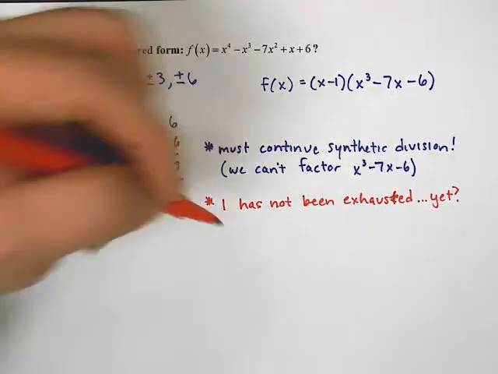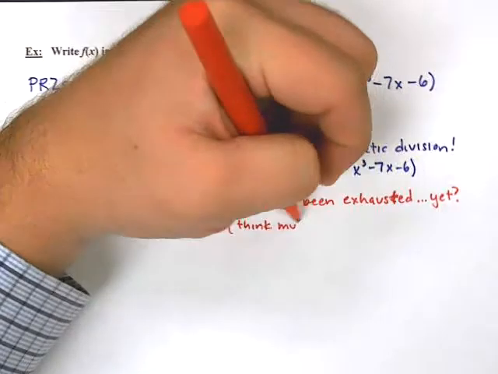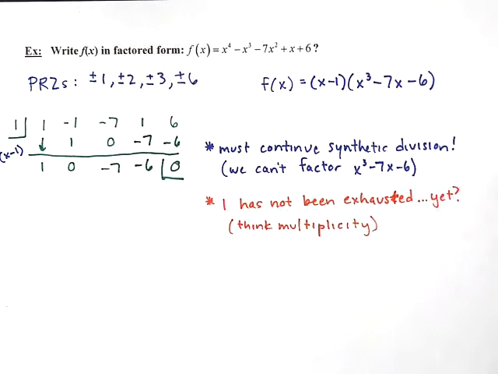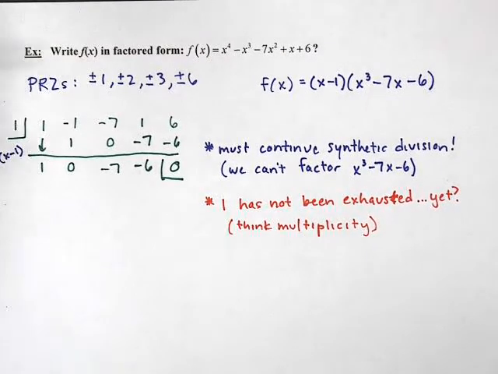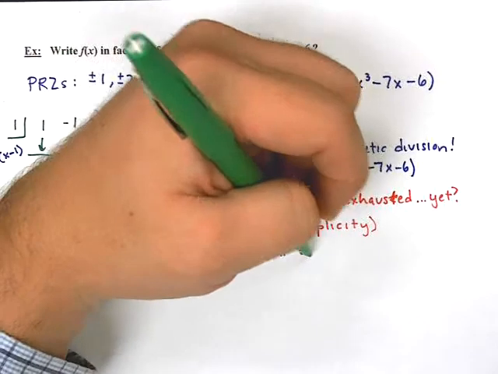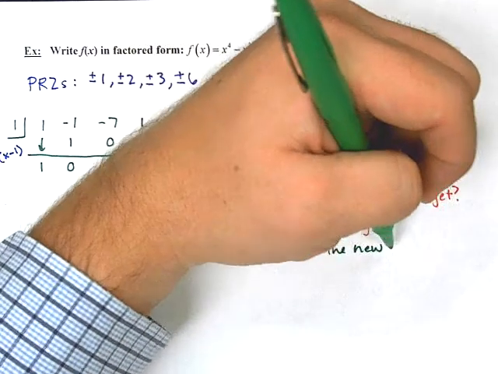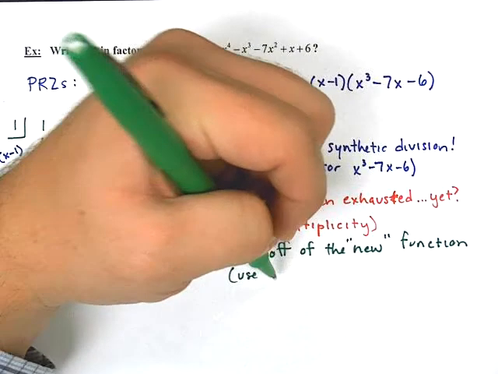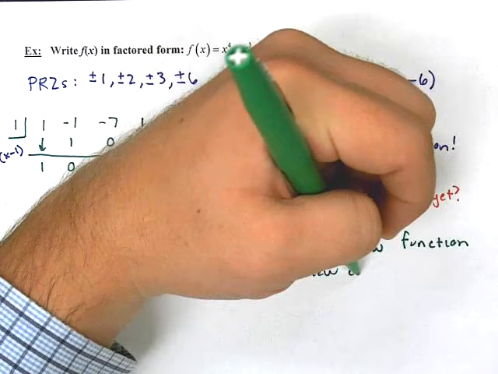Remember this idea of multiplicity? I want you to think multiplicity here. We could have another 0 at 1; the 0 of 1 could have multiplicity of 2 or 3, etc. So just because you were able to synthetically divide out a 1 one time doesn't mean you can't do it again. So we're going to immediately start again. But last note, work off of the new function. Use the new coefficients.